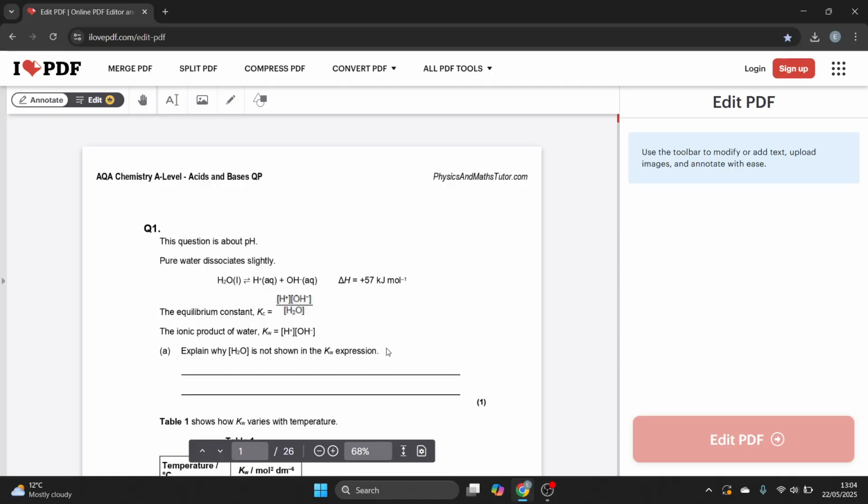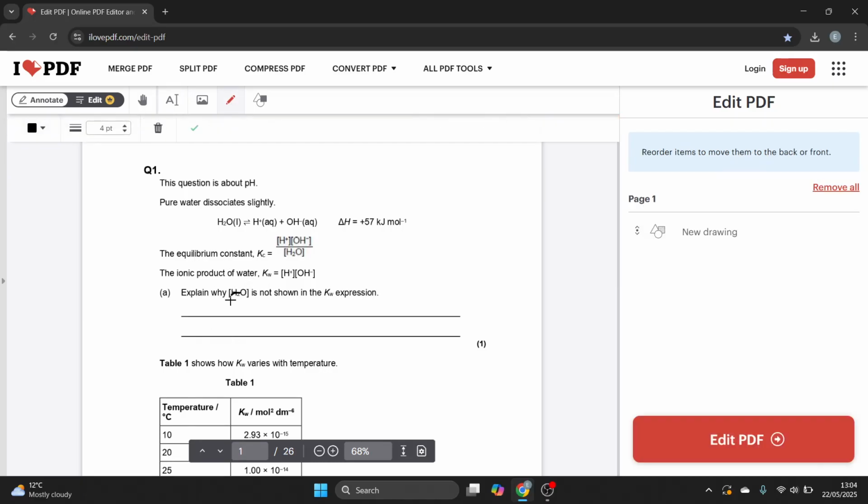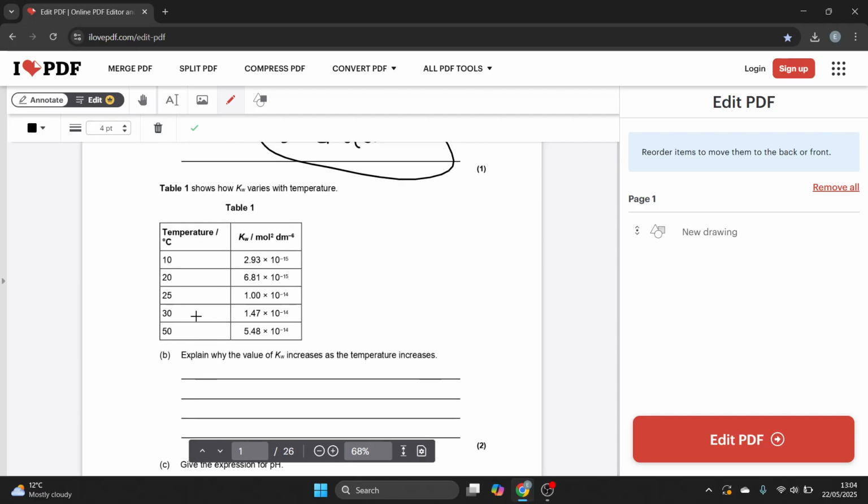So question 1, explain why H2O is not showing in a KW expression. It's because the concentration of H2O is constant. That's why it's constant. Concentration of H2O is constant.